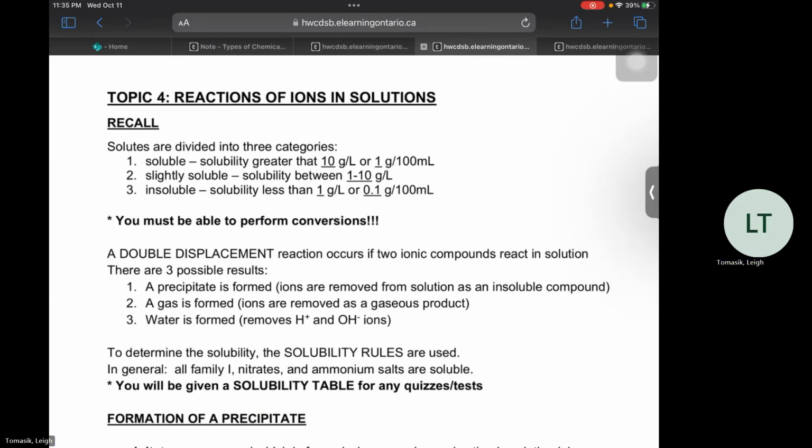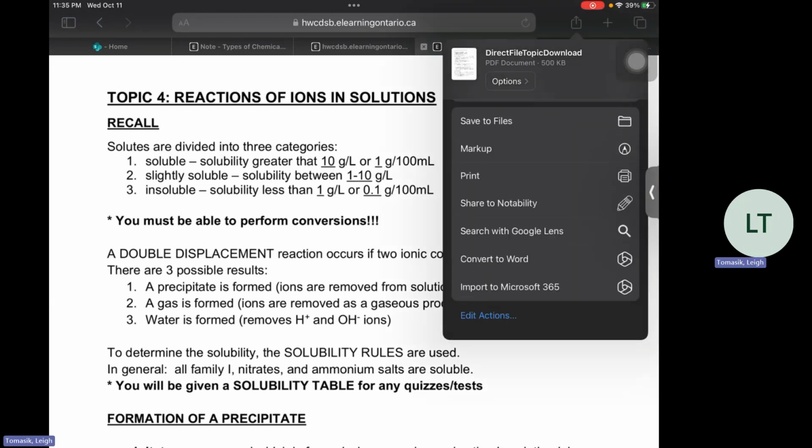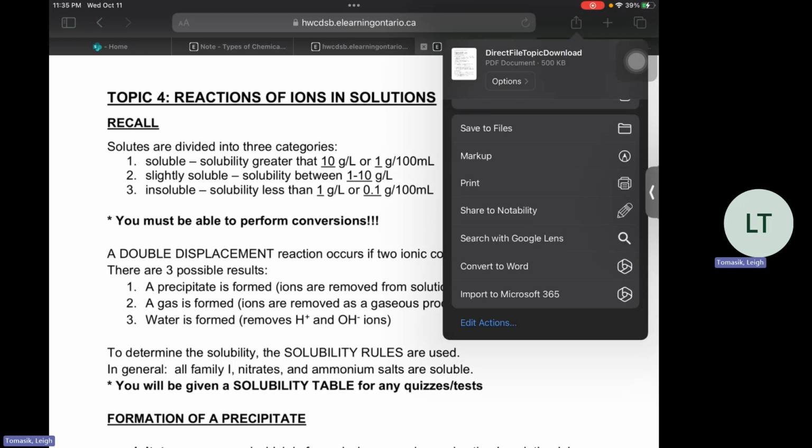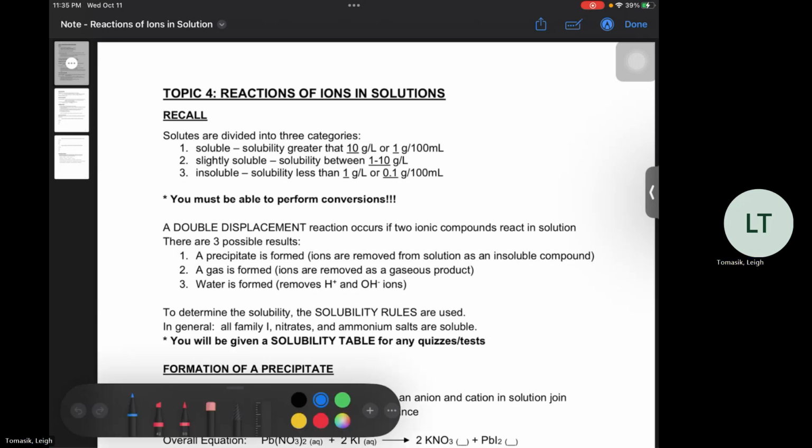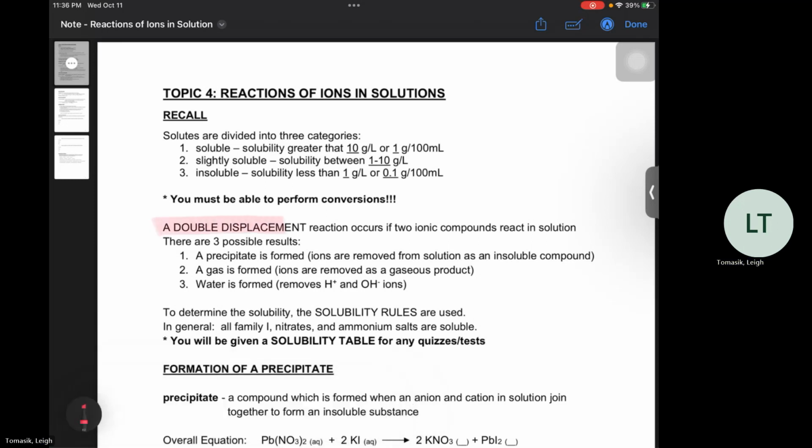Okay, a very quick lesson on reactions of ions in solution. We are going to focus this lesson on something that you've already learned, but we're going to learn some new things about it. We are going to take a look at double displacement reactions, and how they are related to solubilities.